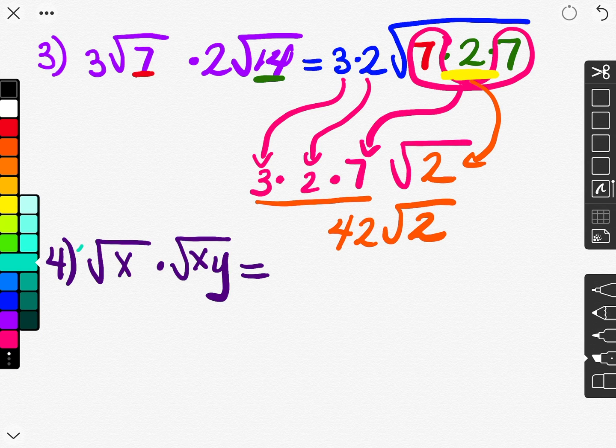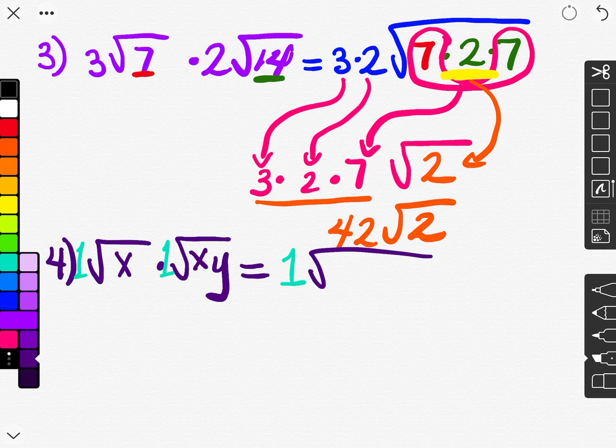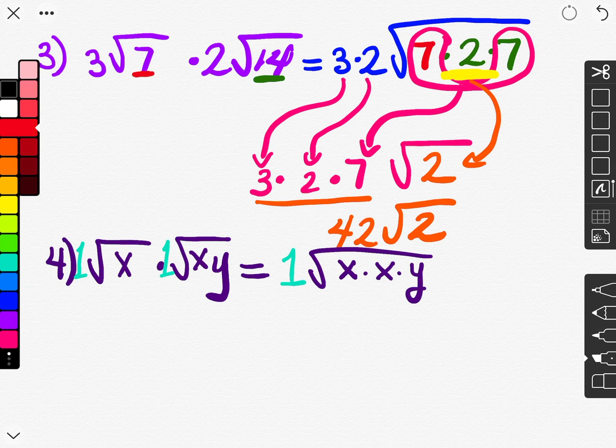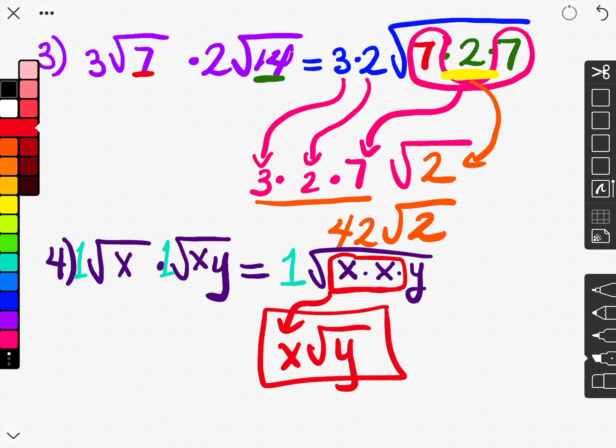Again, we have our understood 1 on the outside. So we have a 1 on the outside, and then we're going to have a square root on the inside. We have x times y. I'm not going to write x squared because that's a pair that can escape. Again, something horrible happens on the way out, only one of them gets out, and y is left behind. So then we have x square root of y.